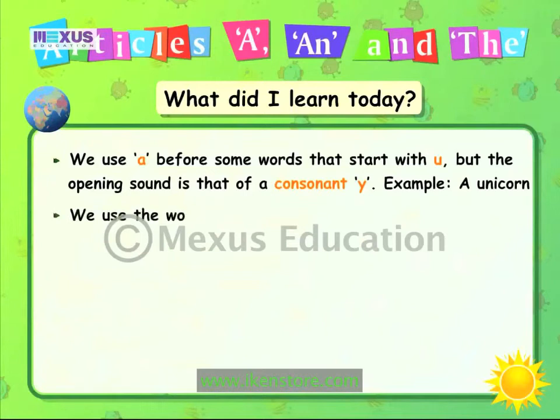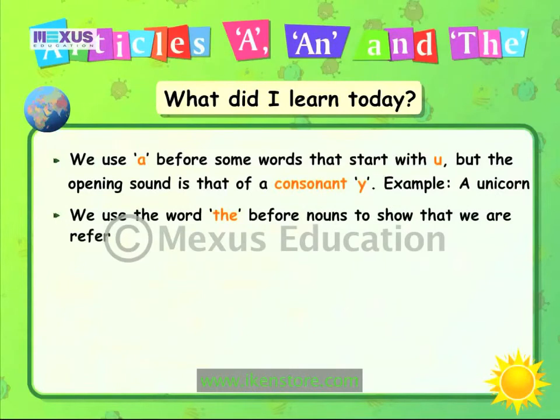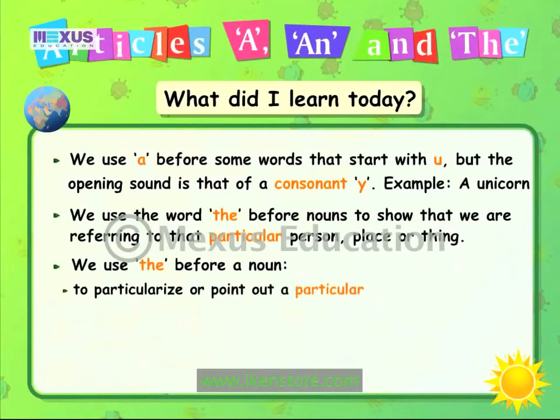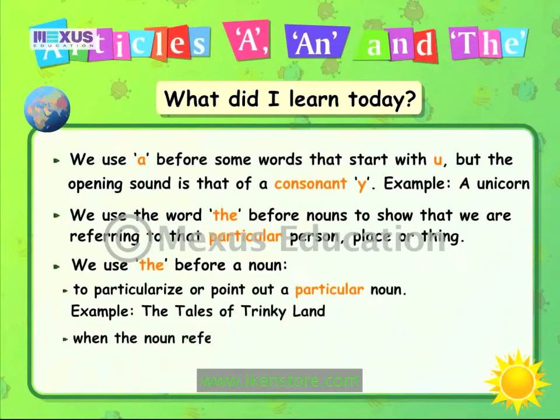We use the word the before nouns to show that we are referring to that particular person, place, or thing. We use the before a noun to particularize or point out a particular noun. Example, the tales of Trinkyland. When the noun refers to only one thing of its kind, example, the sun.